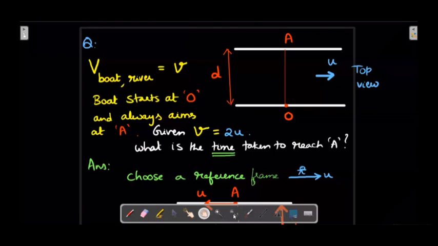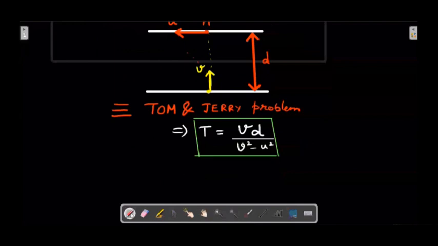And again, as seen in the previous problems, if the boat's power was lesser than this, then it would not be able to catch up. V is given as 2u, so you can substitute and write the answer. This would be 2d by 3u.